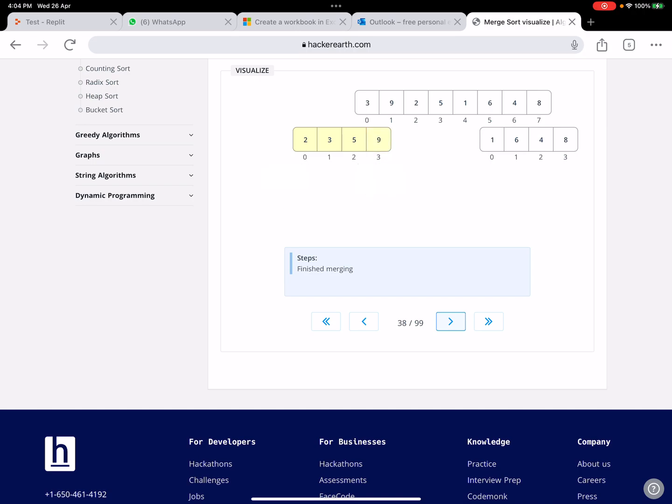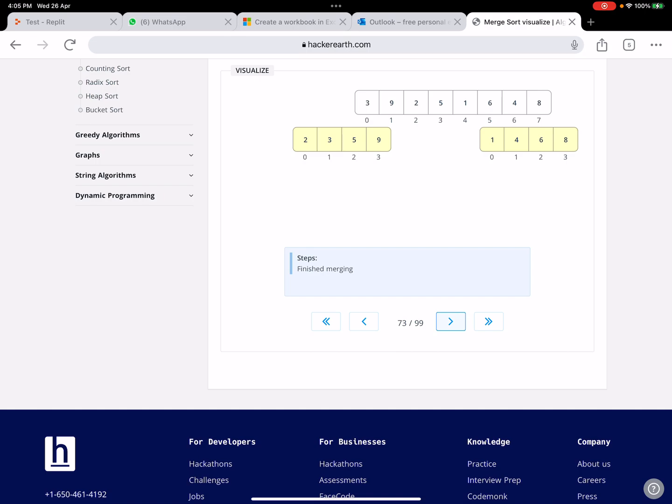But the other array of size 4 is not sorted yet, so we have to repeat the same operations like before. We break it up into parts till we have array of size 1, and then we merge. Again, we do. So here we have to merge this. We compare 1 with 4. 1 is the smallest. We take 1, and then we compare 4 with 6. 4 is the smallest. We take 4. 6 is the smallest. We take 6 and 8.